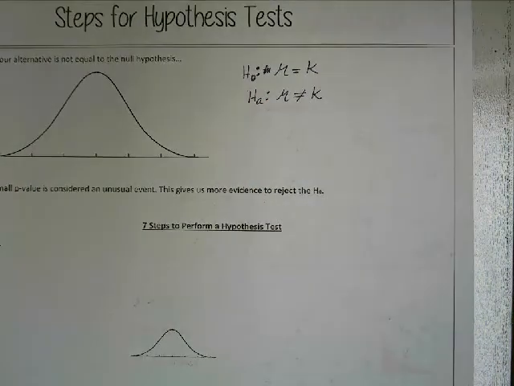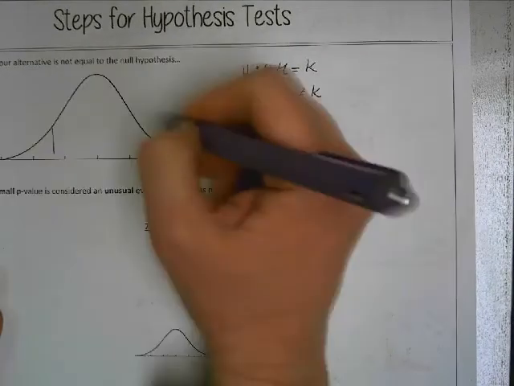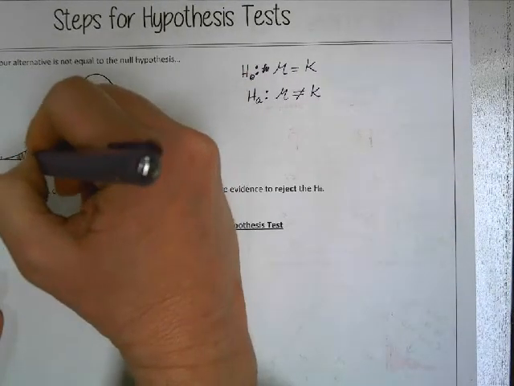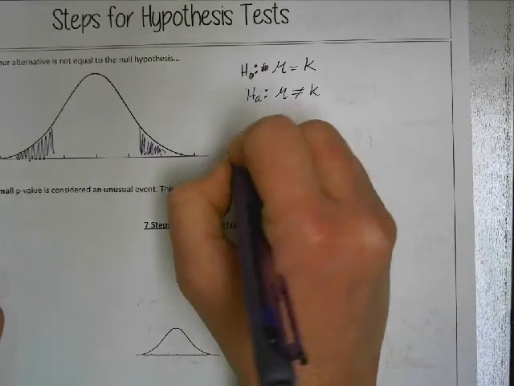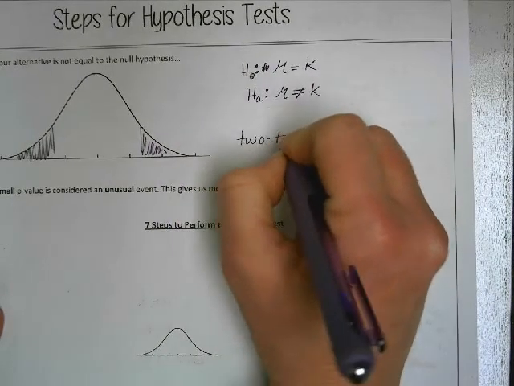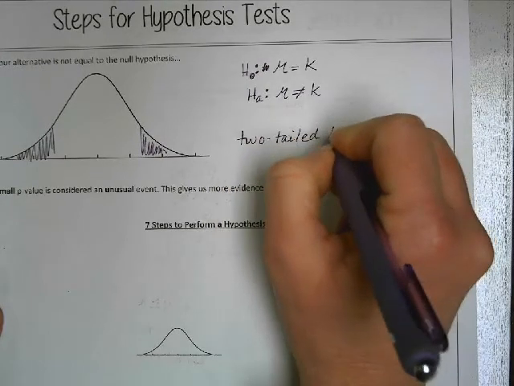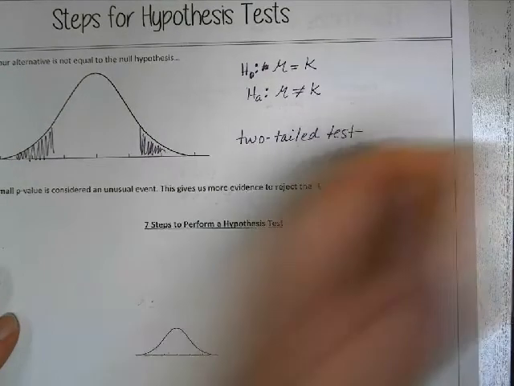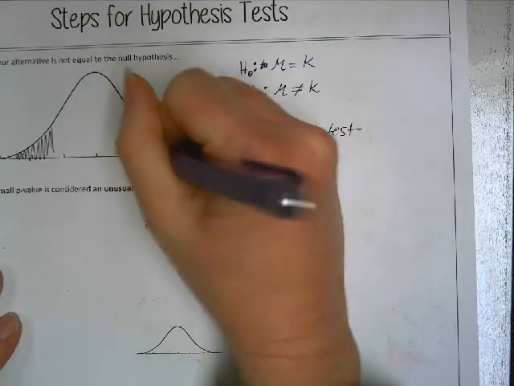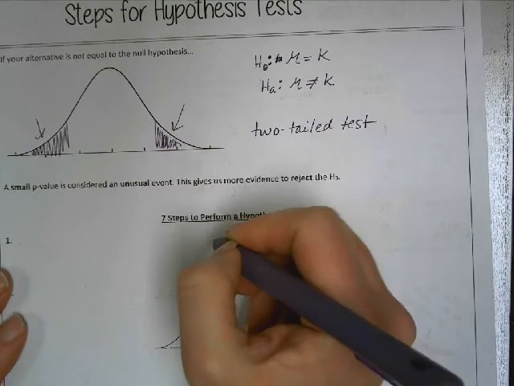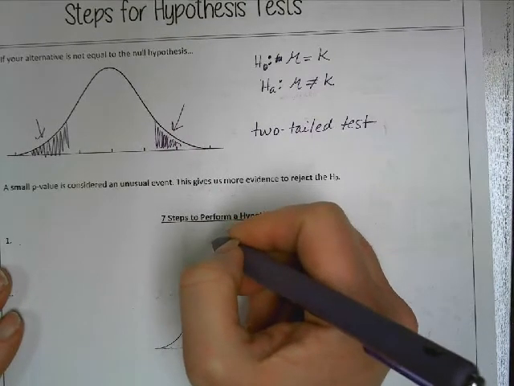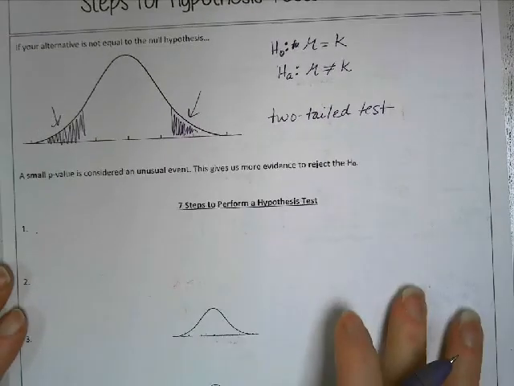So if the mean is not equal to k, then you have what's called a two-tailed test, where these shaded regions are where your test statistic lies.